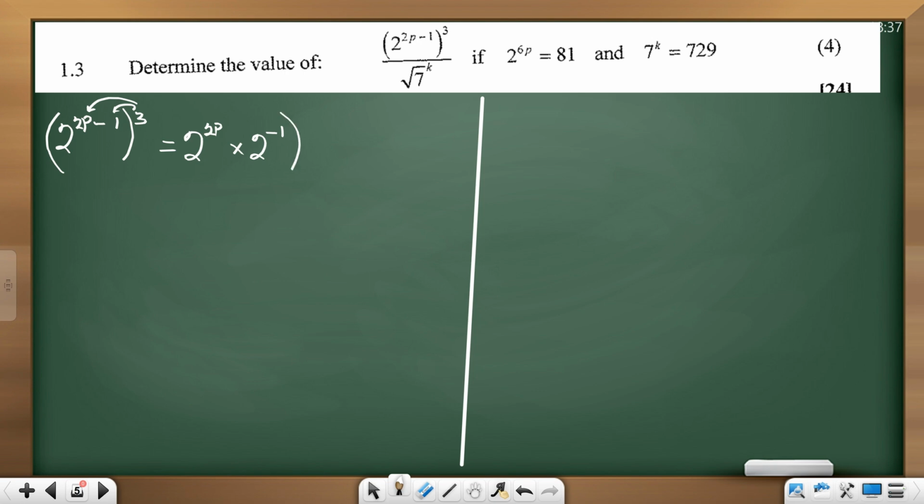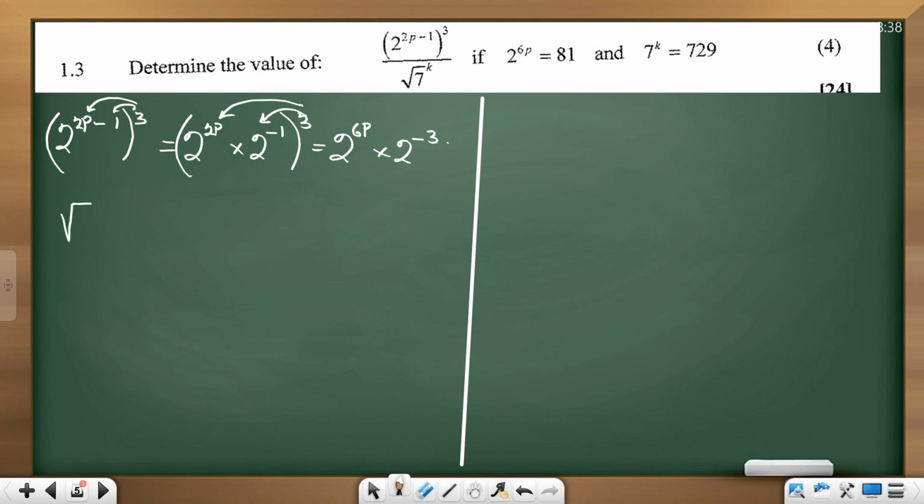All right. Everything to the power of what? 3. I can then distribute because it's a multiplication. That gives me what? 2 to the power 6p times 2 to the power negative 3. Okay. And I see they've given me 2 to the power 6p there, so that has helped me. I think the problem is the denominator.